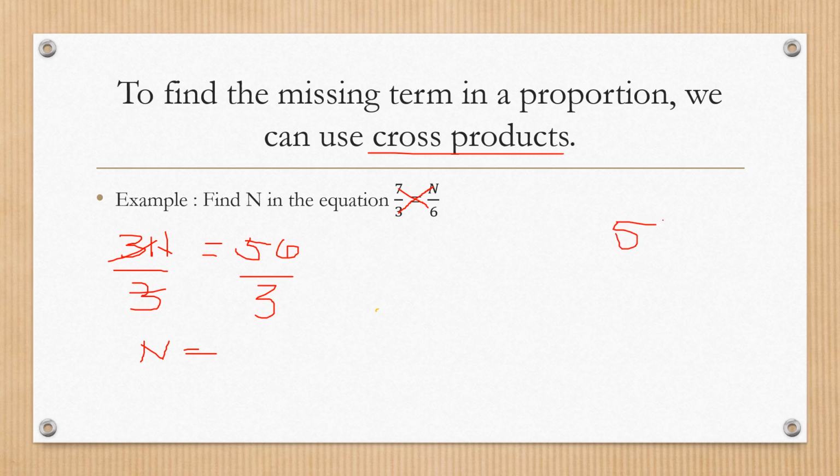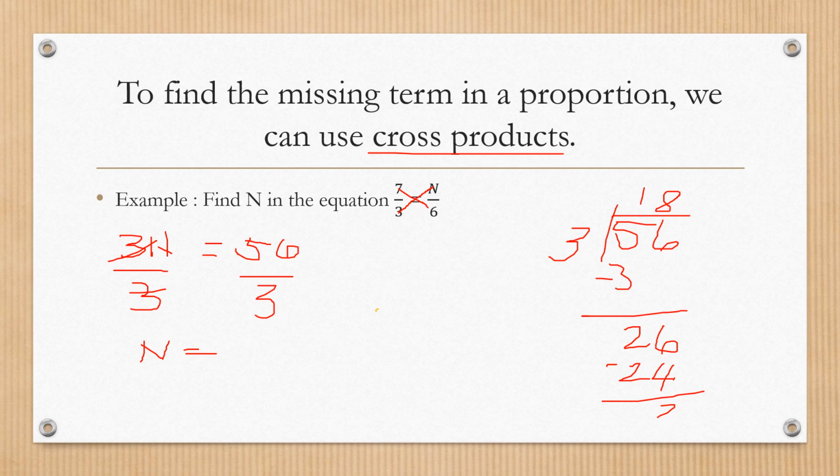So 56 divided by 3 here. 5 divided by 3 is 1. 1 times 3 is 3. 5 minus 3 is 2. 26 divided by 3, that is about how many? There are 8. 8 times 3 is 24. So we get here 2. That means our answer is 18 and 2/3. So the remainder is 2 and 3 is the denominator.